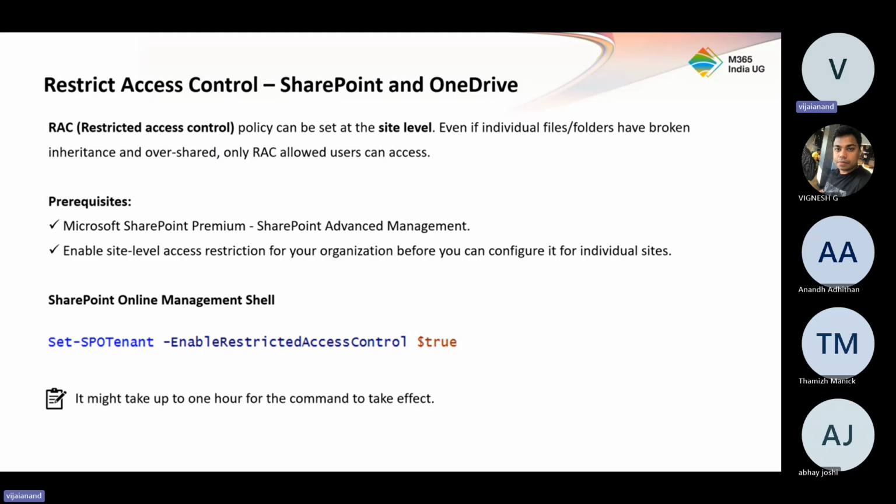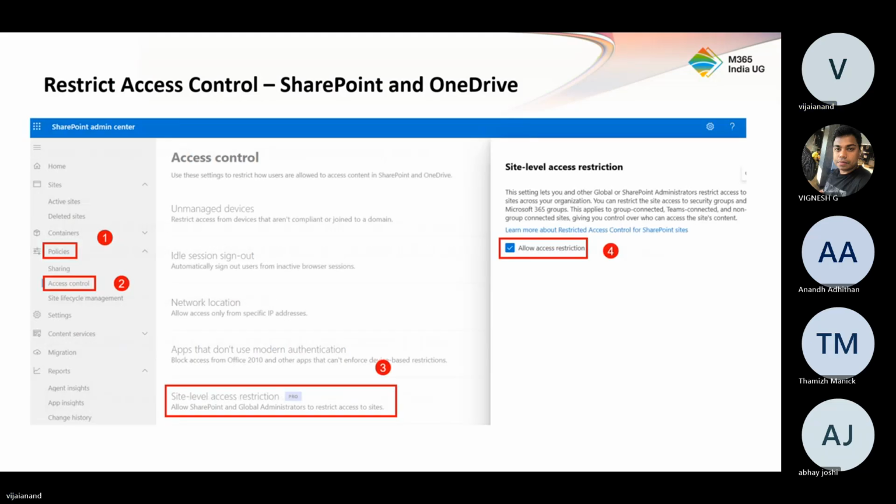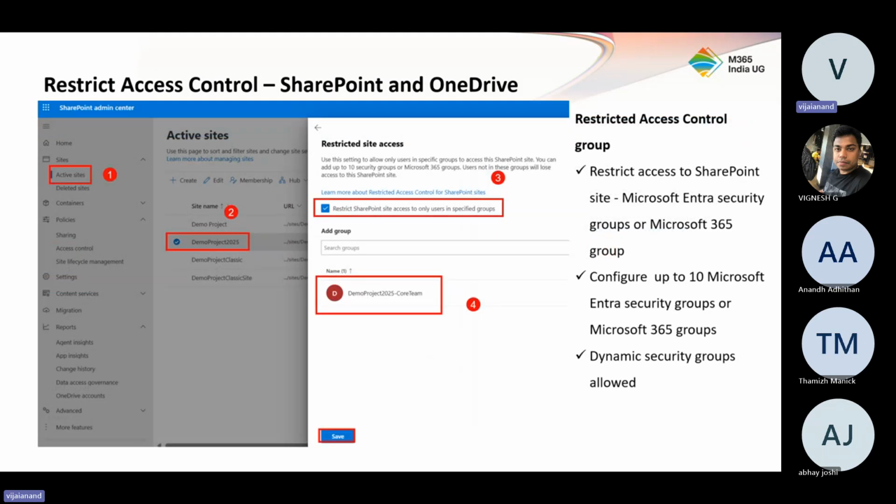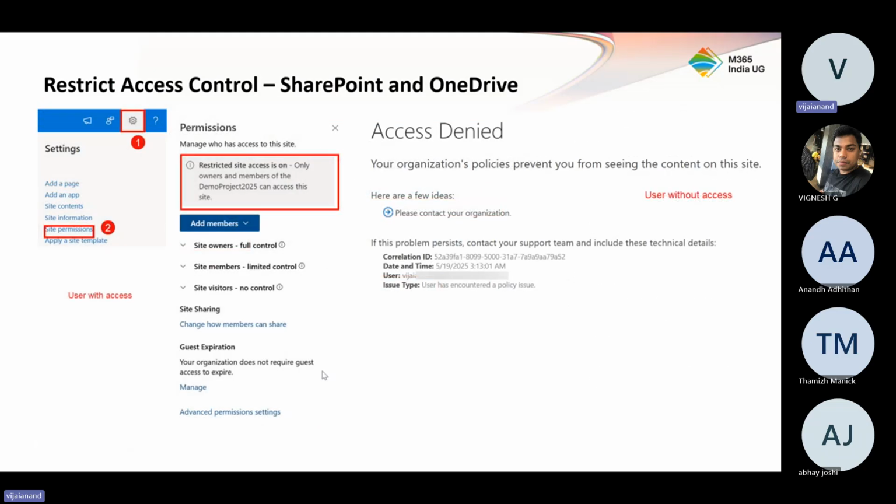Okay, so as I mentioned, you need to do a tenant level setting. You need to enable it at the tenant level, and it might take up to 1 hour. We have also seen this in the SharePoint admin center: you need to go to the active sites, select the sites, and under the settings you will see this particular option. Also, as I mentioned, up to 10 Microsoft Entra security groups or Microsoft 365 groups are allowed. Even dynamic security groups are allowed. And this is what the experience would be.